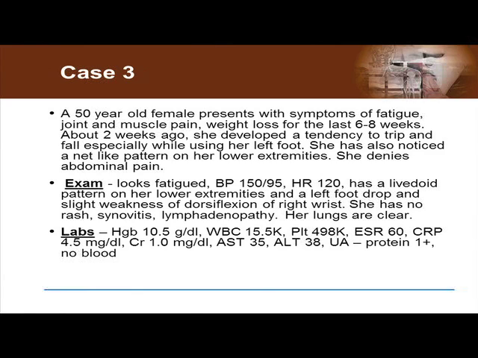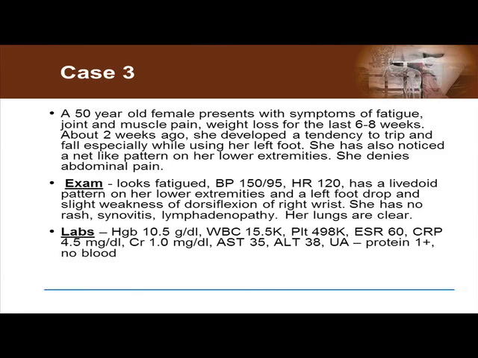On examination, she looks fatigued. She's hypertensive, tachycardic, has a livedoid pattern on her legs, and a left foot drop. On your neurologic exam, you also find she has slight weakness of dorsiflexion of the right wrist. She has no rash, synovitis, or lymphadenopathy, and her lungs are clear. Labs show that she's anemic.